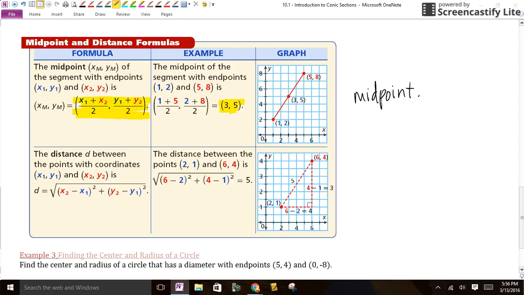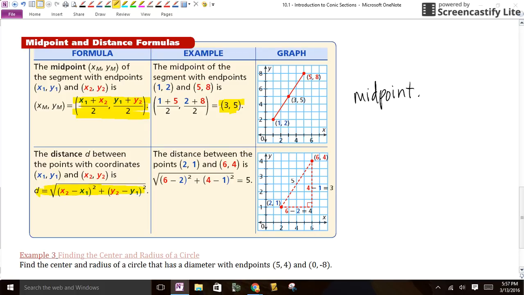So add them, divide by 2. Kind of how you would find the mean of anything, right? If I want to know the average age of two people, I would add them together and divide by 2. So you're going to do that here also to the x's and the y's. Distance formula is kind of derived from the old a squared plus b squared equals c squared thing that Pythagoras told us. But again, it's a little different here.